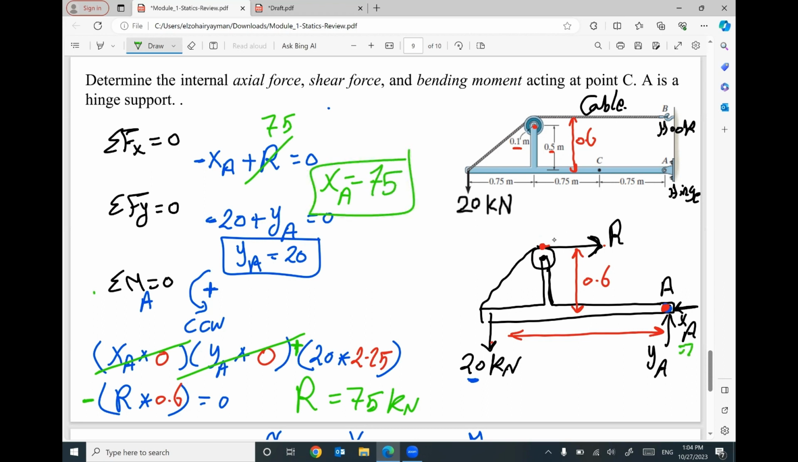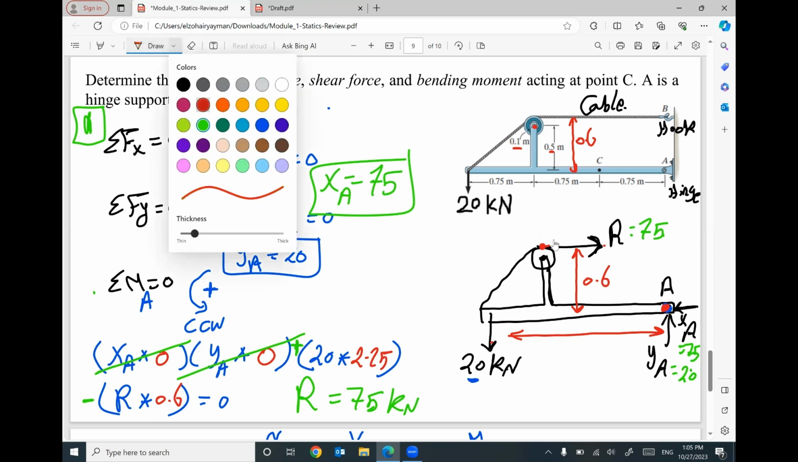So this reaction is 75. This R equals 75. This YA equals 20. This is the first step, reactions. The second step, I will do cut.